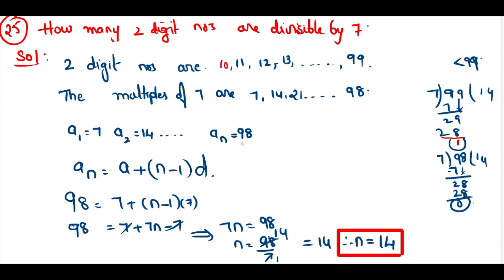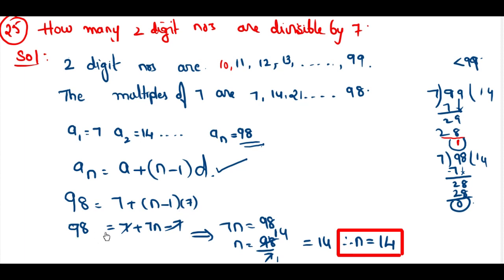So we know that the nth term, or the last term, is 98. So an is equal to a plus n minus 1 into d is the formula. So we know the nth term, that is 98. So 98 is equal to, first term is 7, plus n minus 1 into d. How much is the d? 14 minus 7 will give us the d, that is 7.